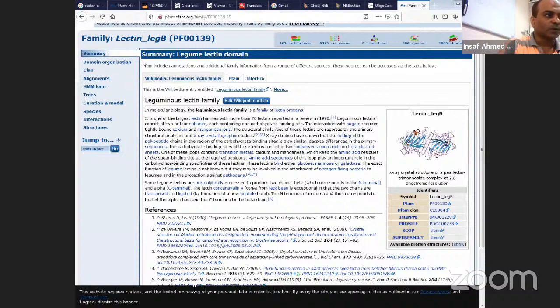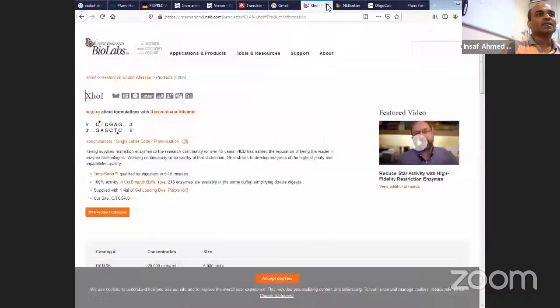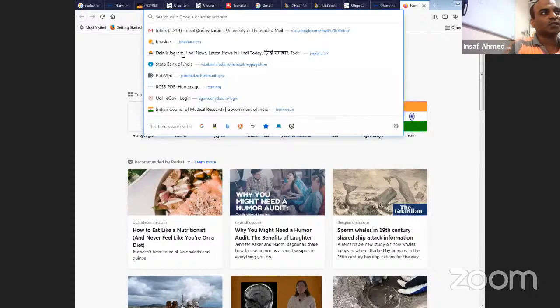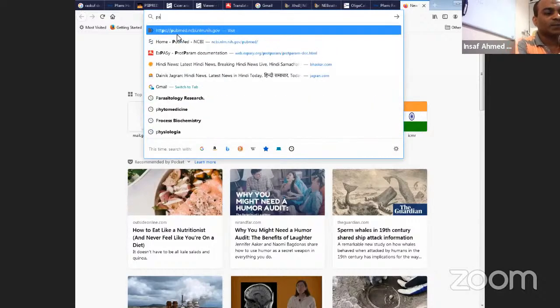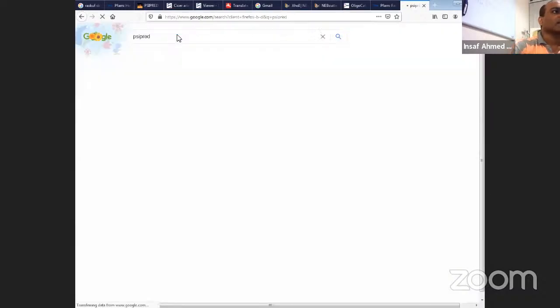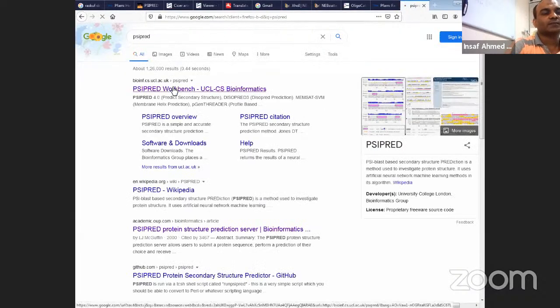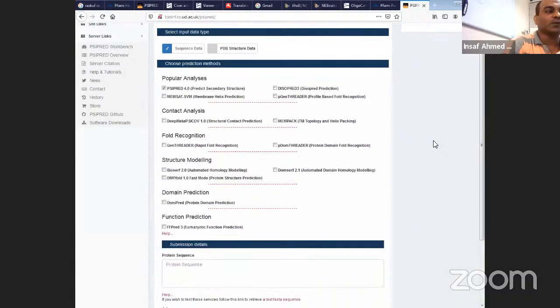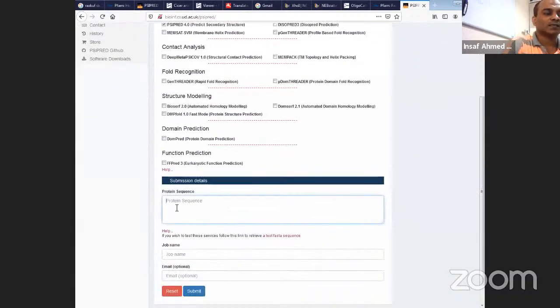Okay, so no problem. I will show you how to get the secondary structure of this protein. For that, you go again to Google and put one word, that is PSIPRED. I request all of you to please follow me, because if you follow, then you will be able to generate this information. If you do not follow and try later, maybe you will not succeed. Okay, paste your sequence here.